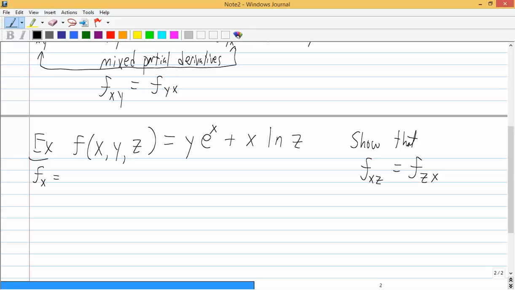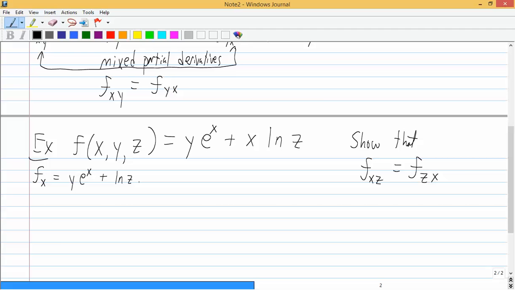All right, so for the first term, we're taking the derivative of e to the x. Well, the derivative of e to the x is e to the x. So that's y e to the x. Second term, derivative of x times natural log of z. Well, when we're taking the derivative with respect to x, the natural log of z is a constant. We may not be used to thinking of natural log of z as a constant, but here it is. So I take the derivative of the x term, and that leaves me with natural log of z. So it's just plus natural log of z.